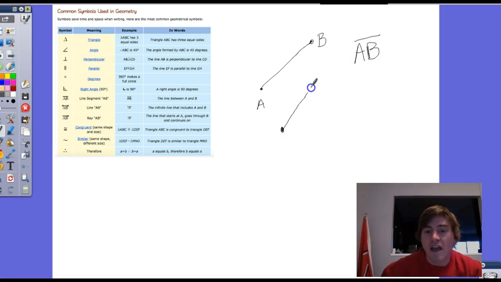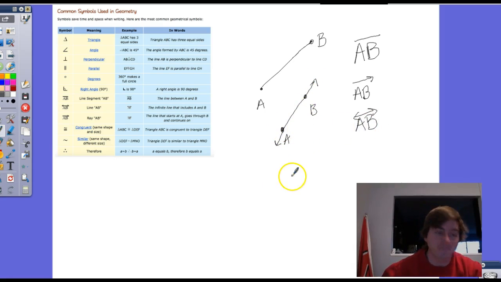If it were a ray, which stops at one point but goes on forever in the other direction, let's say that's AB, I would just put AB and put a ray over it. If this were a line where it goes on forever on both sides, guess what? I'm going to put AB and a line over it. This means the line AB. So I would follow AB. It's this line right here.